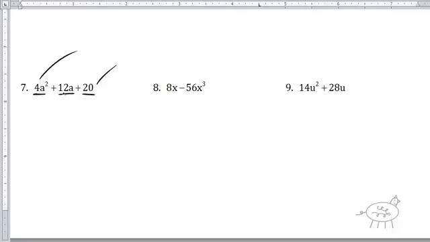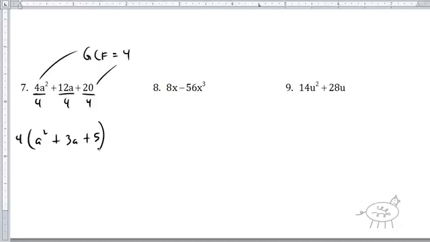And doesn't 4 go into 12? And doesn't 4 go into 20? So my greatest common factor for this one is 4. So I'm going to divide each of these by 4. So you get 4 parentheses a squared, right? Because 4 divided by 4 is 1, so I just get a squared, and that's plus 3a, and then plus 5.